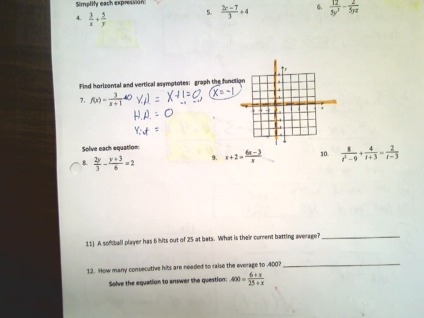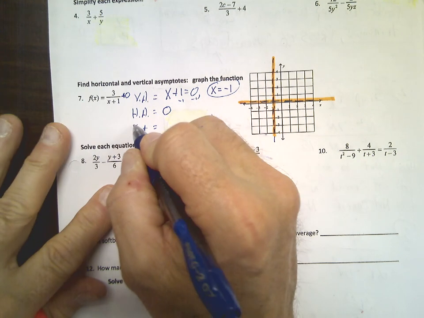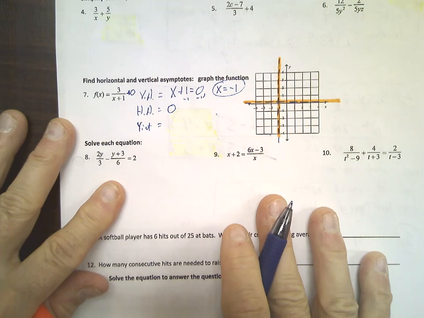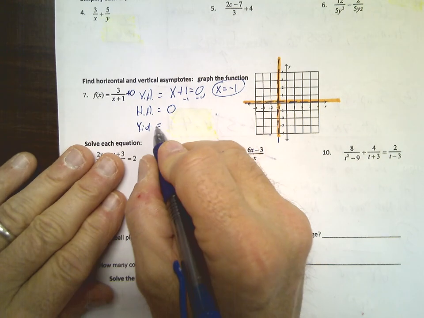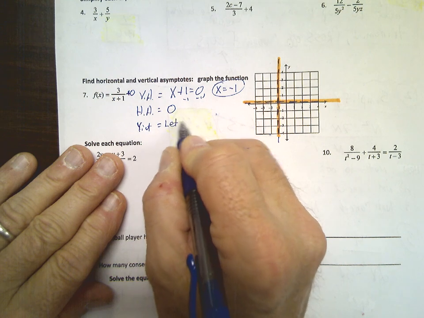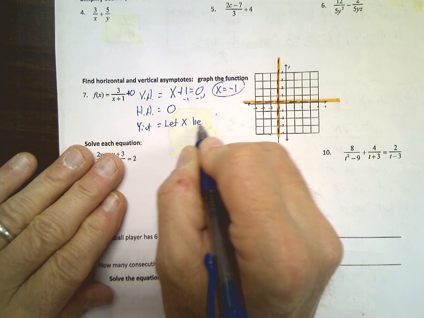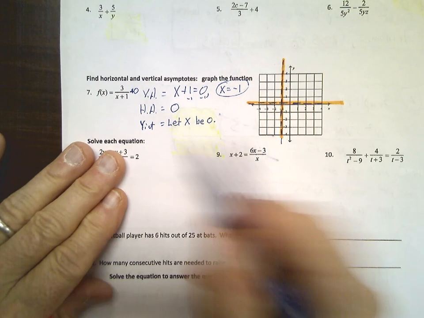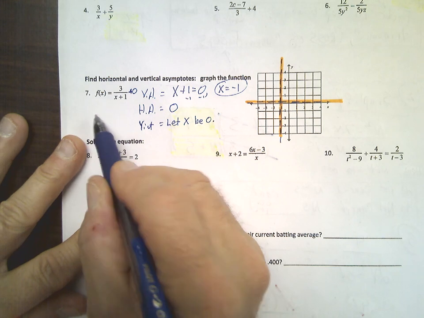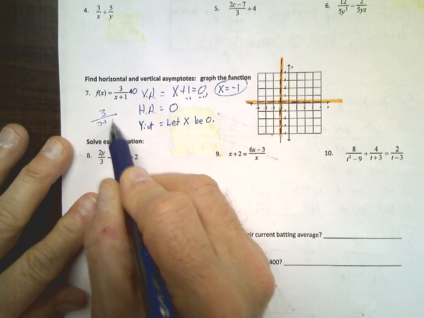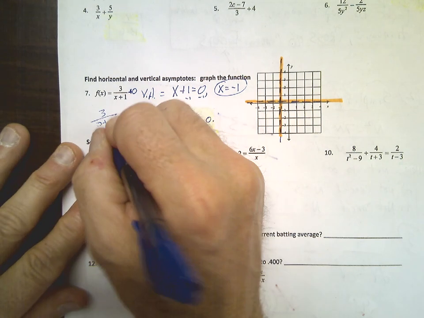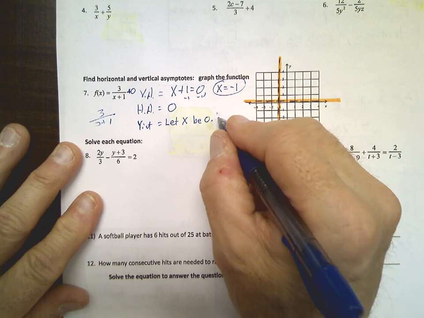Patrick absent. Brandon Phelps gone. Summer gone. Could you find the y-intercept if need be? Okay, y-intercept, let x be 0. So if that's the case, we put a 0 here. So you get 3 divided by 1, which is 3.